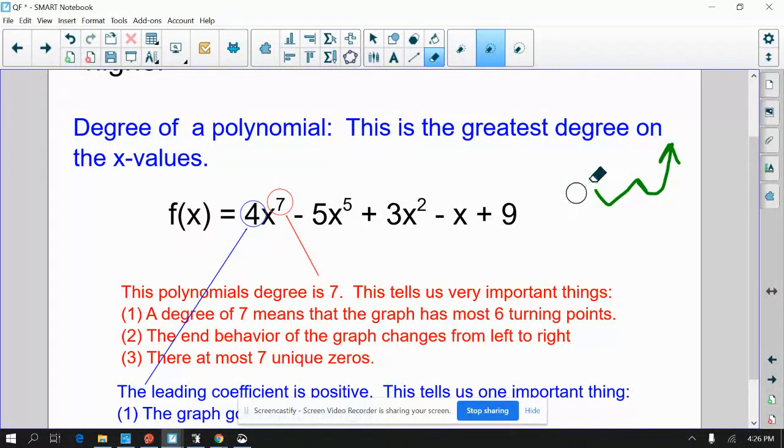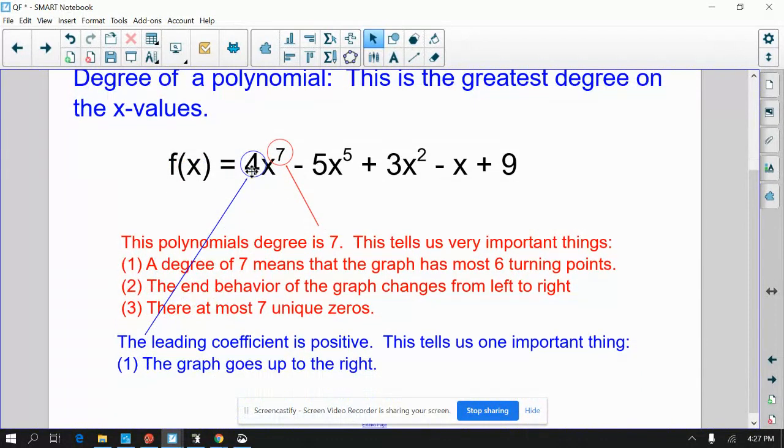And then finally, zeros are important. Since the degree is 7, there could be 7 zeros out there. 7 unique zeros. There could be 6 unique zeros, and then one of them is repeated. You can have repeated zeros, but the degree also will tell you the amount of zeros. So if we were to solve for this, we'd be looking for 7 answers. So 3 things. It's odd, so the end behavior changes. It happens to be 7, so if you subtract 1, you get 6. That's how many turning points there are at a maximum. And it tells you about the zeros. There's no way this has 8 zeros. It has at most 7 unique zeros.